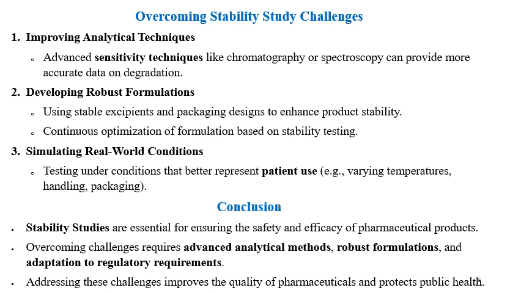Now we will see some of the ways to overcome the stability study challenges. So first is improving analytical techniques. Second is developing robust formulation and robust process. Third is simulating real world conditions. Advanced analytical techniques with high sensitivity for detection, like chromatography and spectroscopy, can provide more accurate data on degradation. Developing robust formulations using stable excipients and proper packaging designs can enhance product stability. Continuous optimization of formulation based on the stability testing is a must.